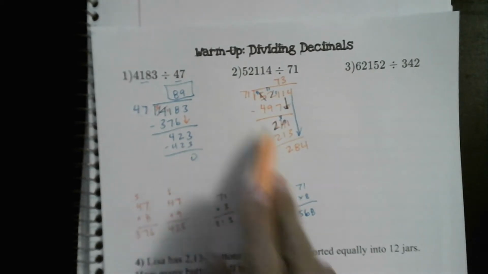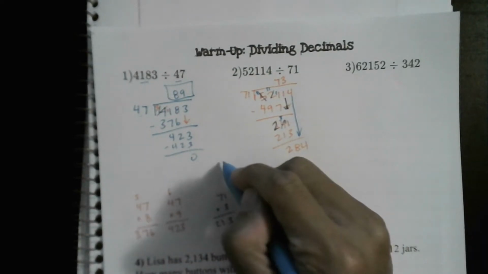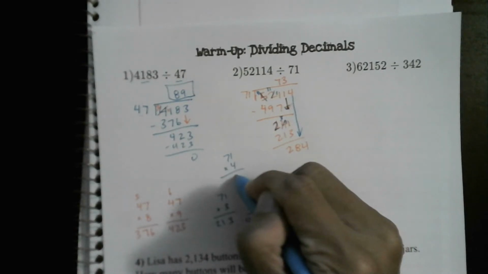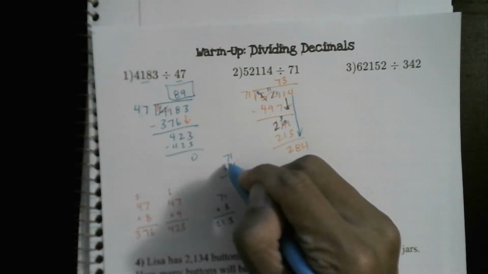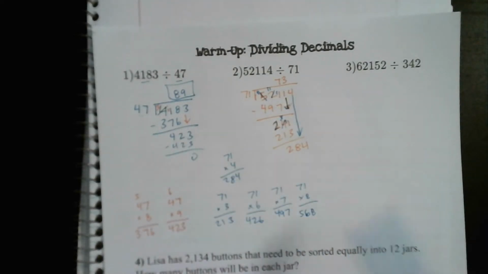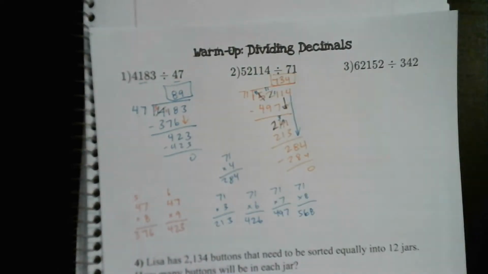Now, let's see, 213. So 71 definitely goes in more than 3 times. So let's try 71 times 4. See if that works. I'm going to write it right here. 71 times 4. 4 times 1 is 4. 4 times 7, 4 times 5 is 20, 24, 28. 284. Oh, that's exactly what we're looking for. So 71 times 4. We could write this 284 right here and subtract and write 0 if you feel like it. Didn't really have to. 734 is our answer. Whew.